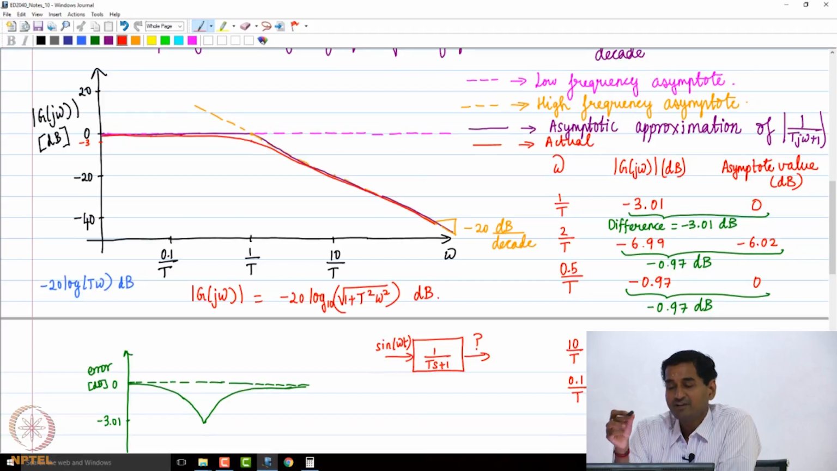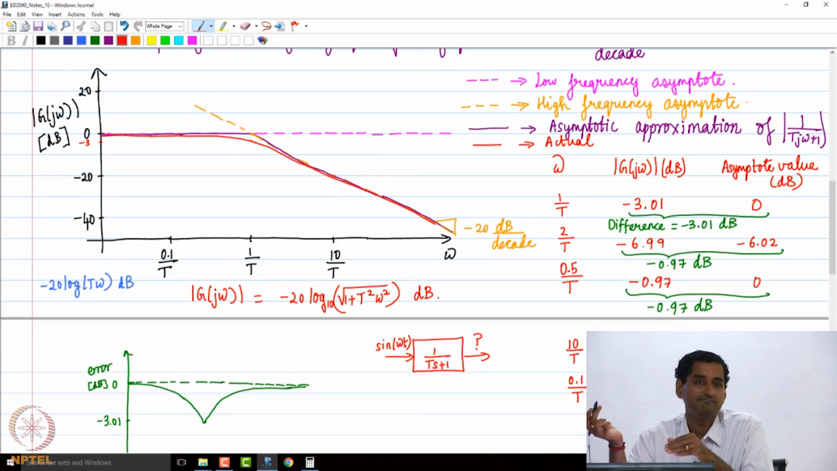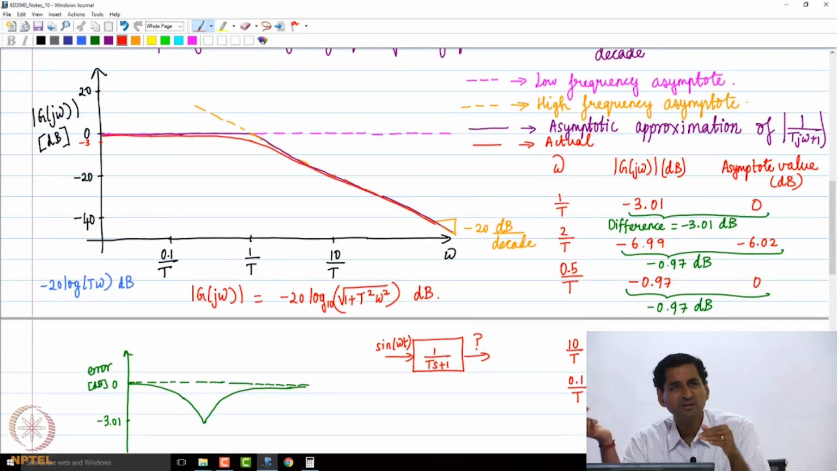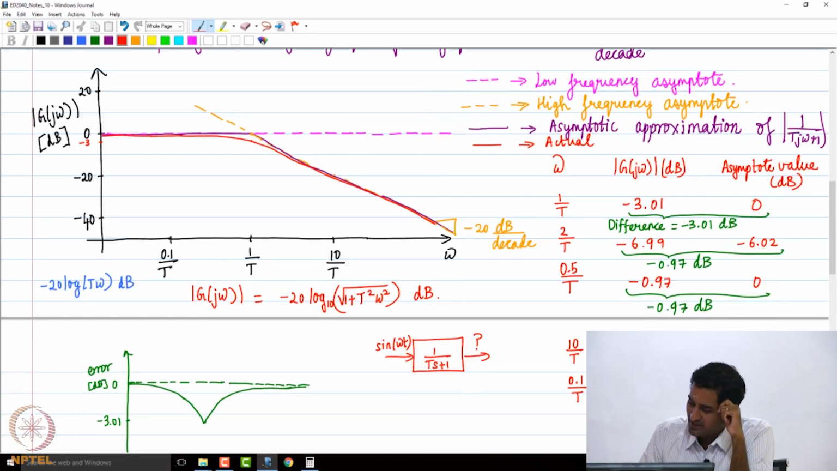So you see that as long as my frequency is within 1 by capital T, which is the corner frequency, by and large the magnitude of the input signal is not attenuated. So it allows it to pass. Of course there is a phase shift, but for a frequency beyond 1 by capital T, there is going to be an attenuation, and the higher the frequency, the higher the roll off.